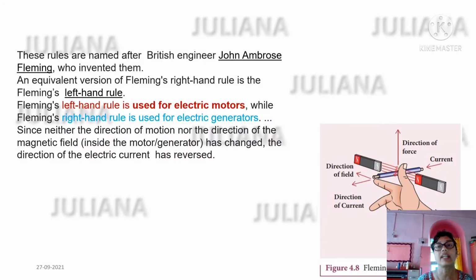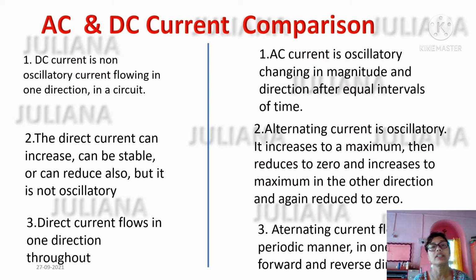Okay, now an equivalent version we have seen is also Fleming's left hand rule, which is used for motors. Now neither the direction of motion nor the direction of magnetic field has changed. What is changed in the case of a generator is the direction of the induced current. So what is the difference now between AC and DC current?